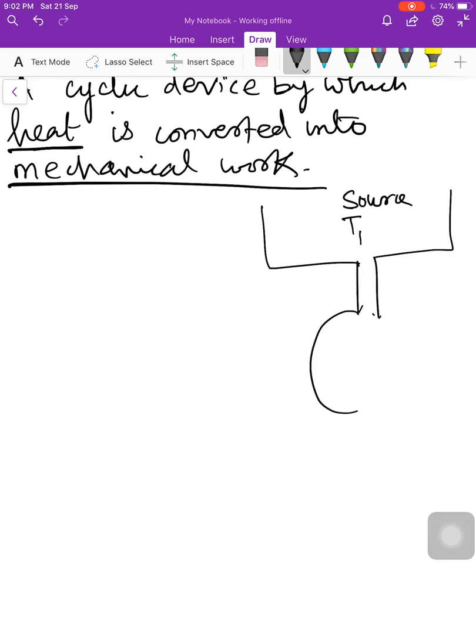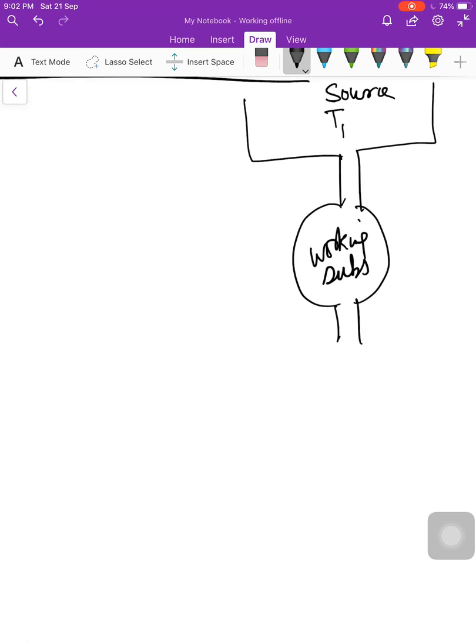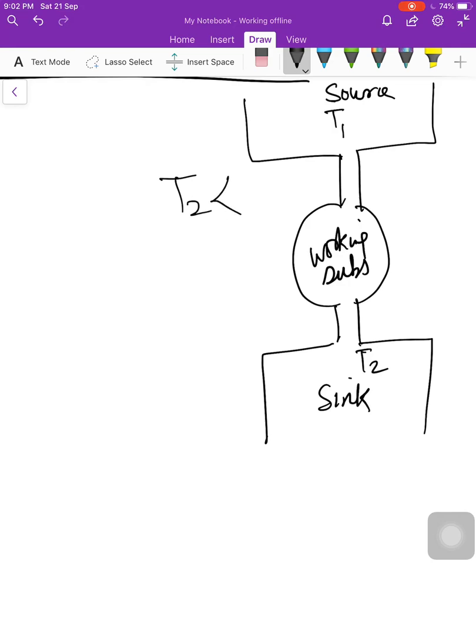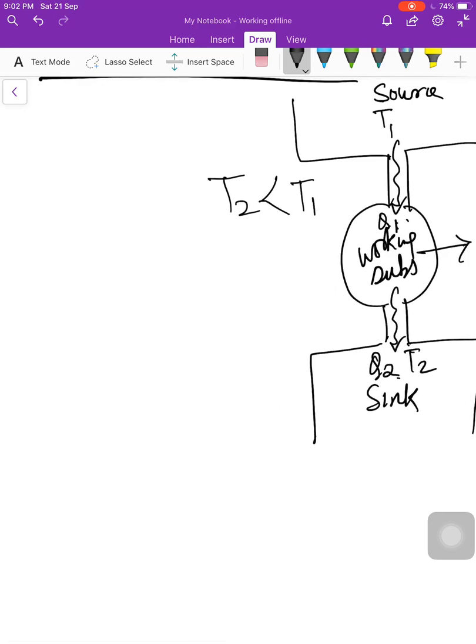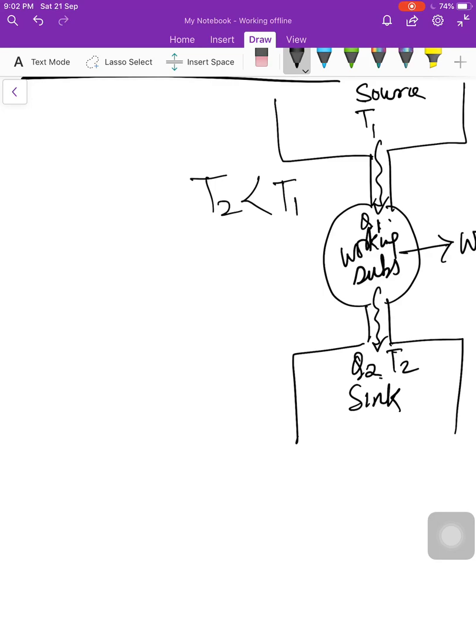You have a working substance here, and then you have a sink at some lower temperature T2. T2 is less than T1. Now this working substance extracts Q1 amount of heat from the source, does W amount of work, and rejects Q2 amount of heat to the sink. So using this diagram, you can very well understand.